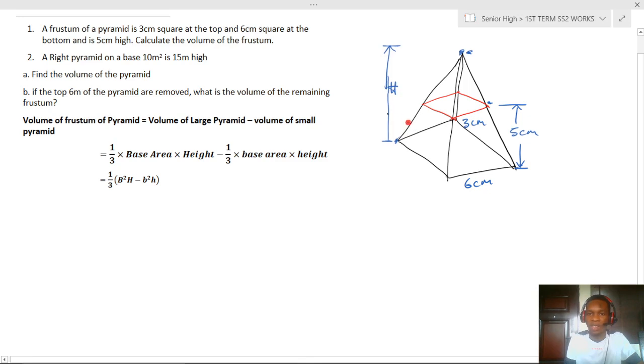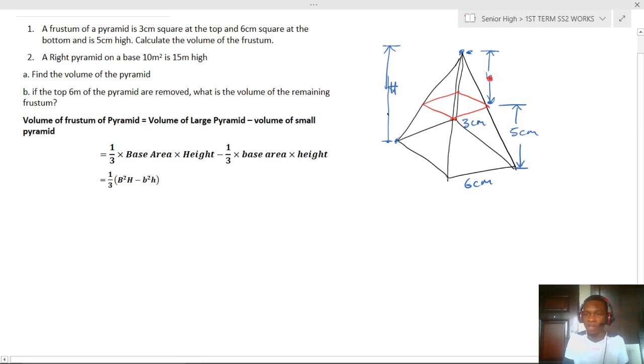So let's call this the big height. And then we also need the small height, the height of the small pyramid, which is the height from here down to here. Let's call this the small height. Luckily for us, we already know a part of the big height, which is 5 centimeters. To get the full height from the bottom to the top, it will be 5 plus a part we don't know, let's call it x.